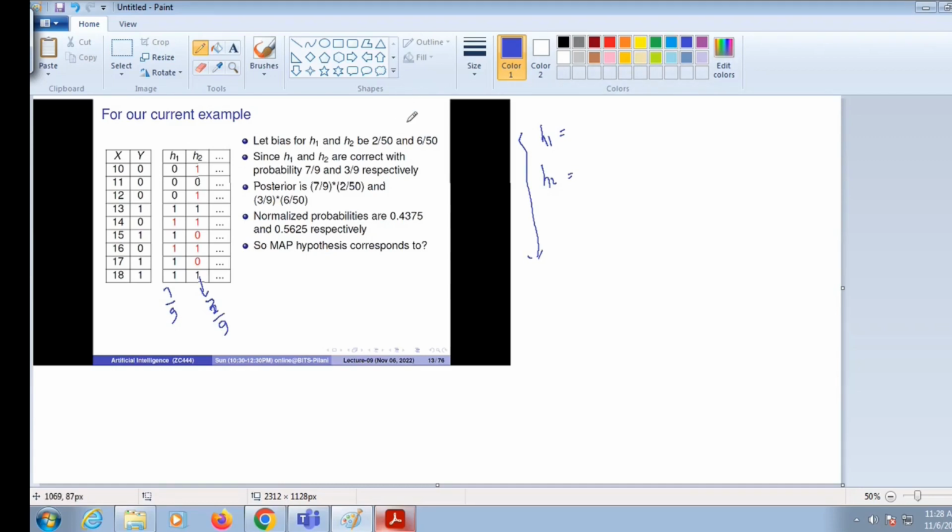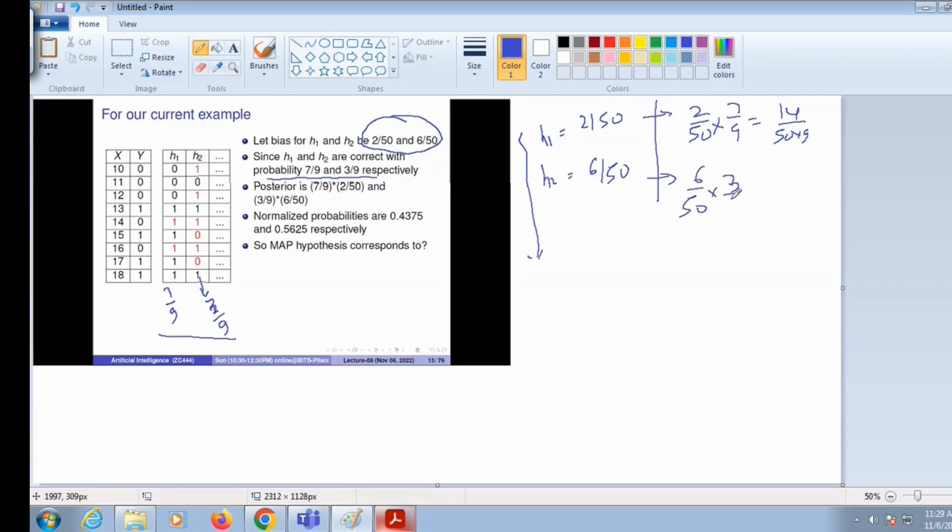So let's assume somebody told me that I have a bias that H1 is 2 by 50 and H2 is 6 by 50. I have another bias on this particular thing. So correctness probability, you know that 7 by 9 and 3 by 9 we have just computed. So what is the posterior probability? It is 2 by 50 multiplied by 7 by 9. It is 14 upon 50 into 9. And the second one becomes 6 by 50 multiplied by 3 by 9. It is 18 by 50 into 9.